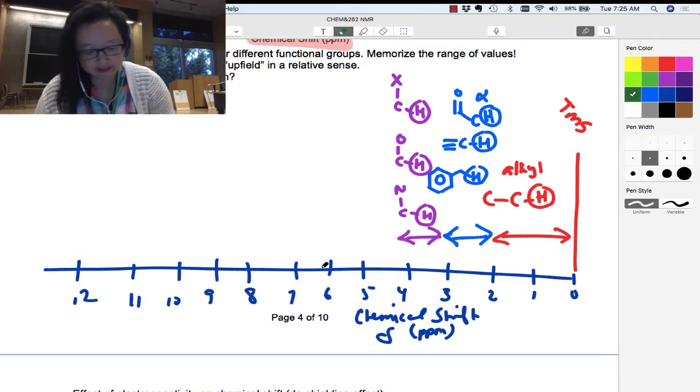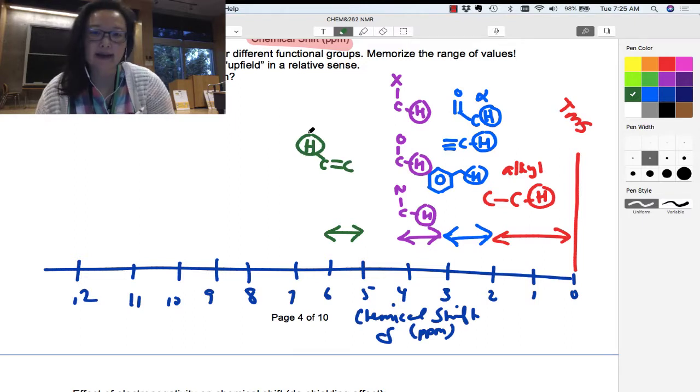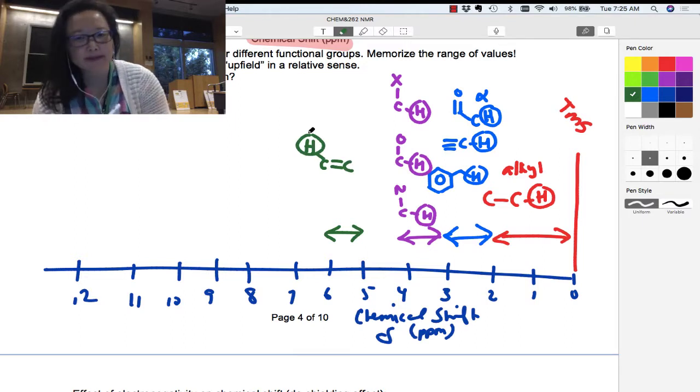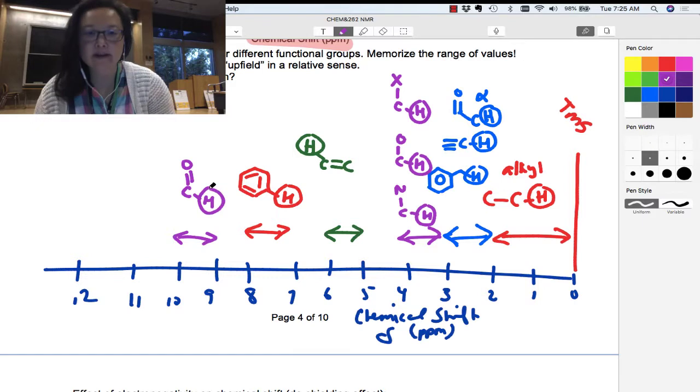5 to 6, I generally see alkenyl hydrogens. So like these guys, on the carbons on double bonds. Over here, 7 to 8, I see hydrogens on a benzene ring. So like that. 9 to 10, there's an aldehyde hydrogen on the carbonyl. This was the alpha hydrogen on a carbon on a carbonyl. This is now a hydrogen on the carbonyl.